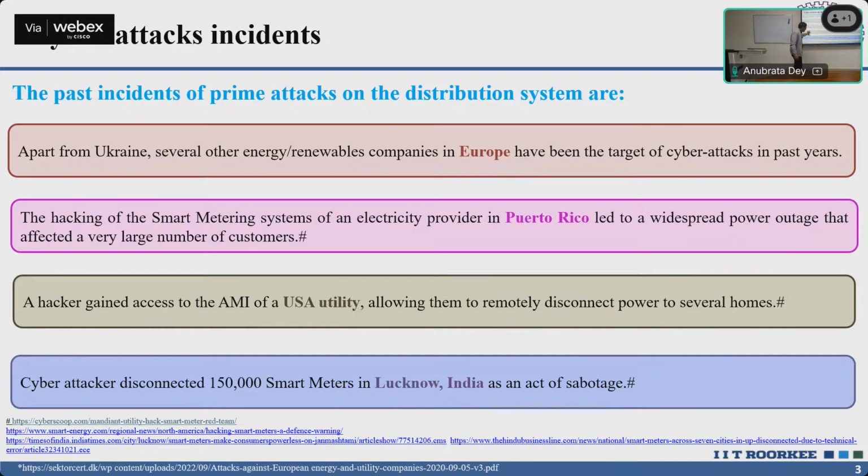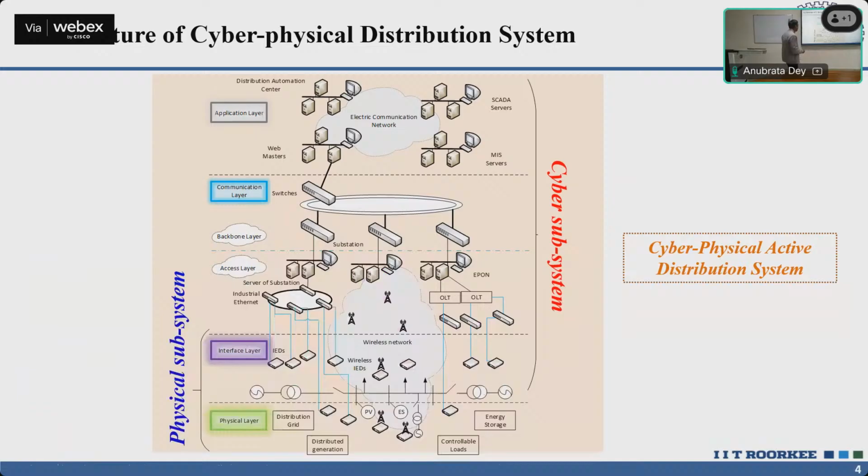Of course, there are some attacks, right? The major attacks are here. Puerto Rico, this was an attack on the smart metering systems. You can type in Google, you will find all the information. Some attacks are also there on the USA side, though they have not accepted. The last attack in our country was in Lucknow, right? Almost 150,000 meters were impacted. This is also there on Google, you can type it. Okay.